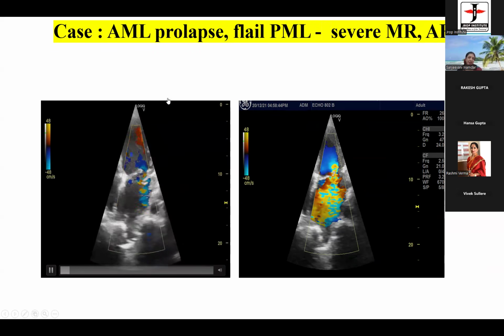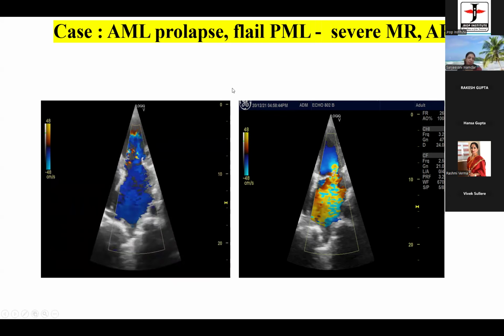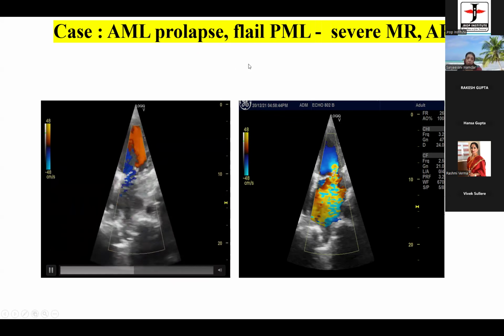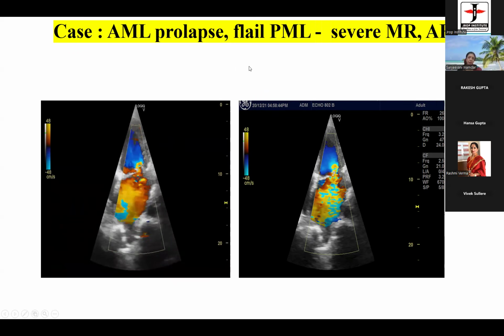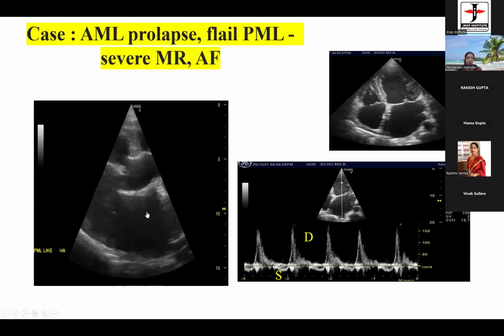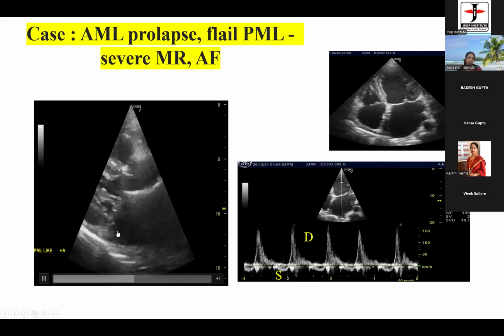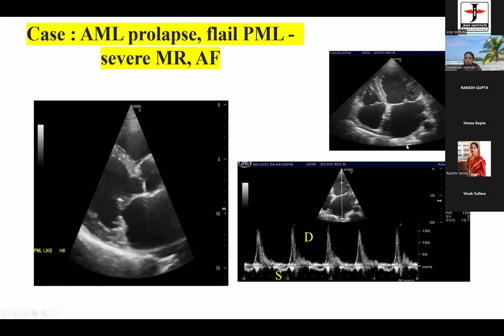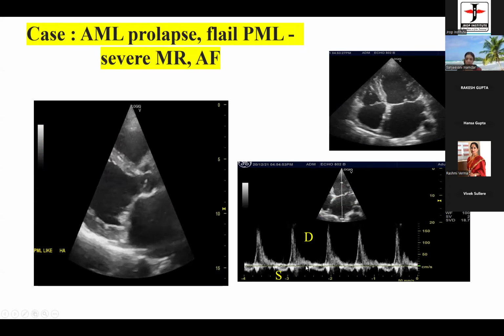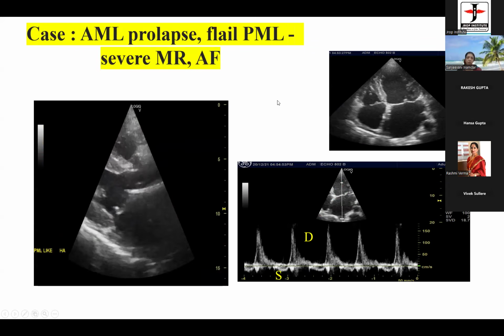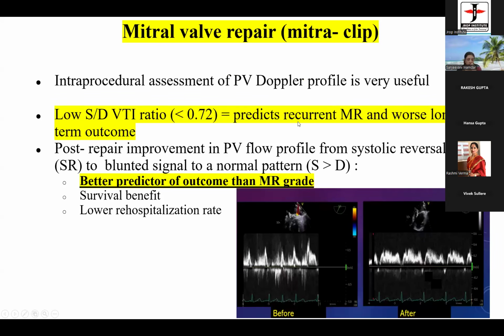This is again AML prolapse, PML flail, AML prolapse, severe MR, PISA over there, and in AF. And this is the same patient with AML prolapse and PML flail, huge LA. LA volume was more than 60 ml per meter square and complete systolic reversal. So this is definitely severe MR. So one should be able to differentiate between severe MR and mild and moderate.